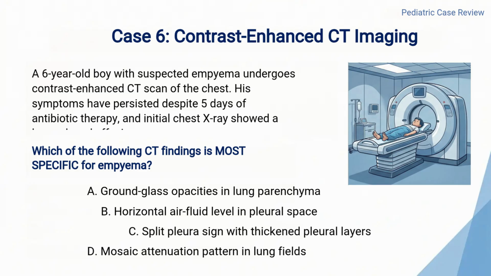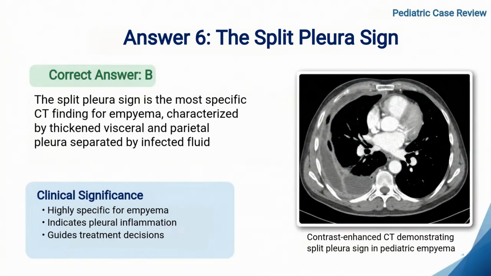Option A, ground glass opacities in lung parenchyma. Option B, horizontal air fluid level in pleural space. Option C, split pleura sign with thickened pleural layers. Option D, mosaic attenuation pattern in lung fields. The correct answer is option C, split pleura sign with thickened pleural layers.